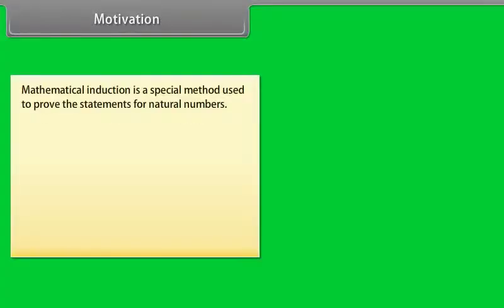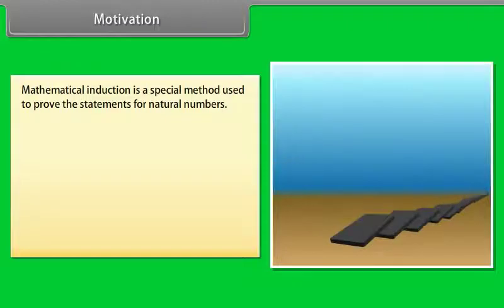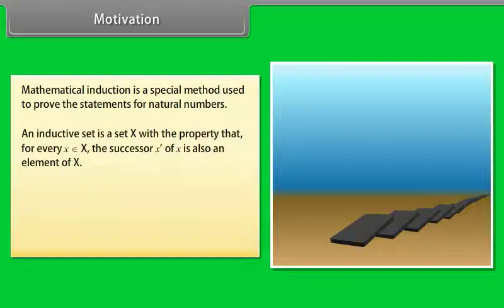Motivation. Mathematical induction is a special method used to prove the statements for natural numbers. Let's have a better idea. In the featuring clip, we push the first domino. Then the next one automatically falls and we see that all the dominoes fall. It shows the induction. An inductive set is a set X with the property that for every x belongs to X, the successor x' of x is also an element of X.